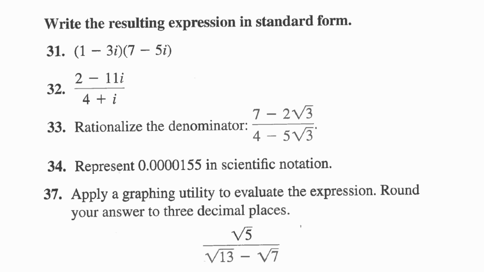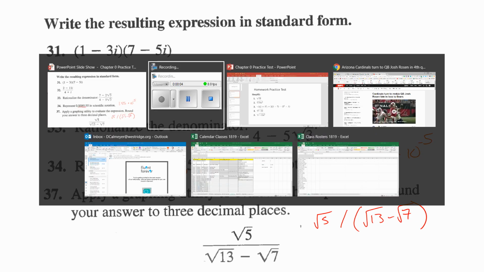All right, 34, scientific notation, 1.55 times 10 to the negative 1, 2, 3, 4, 5. And then on this last one, we're going to do it in your graphing calculator. So just in your calculator, plug in rad 5 divided by, in parentheses, rad 13, minus rad 7. Pause the video. Give me a second to pull that up.